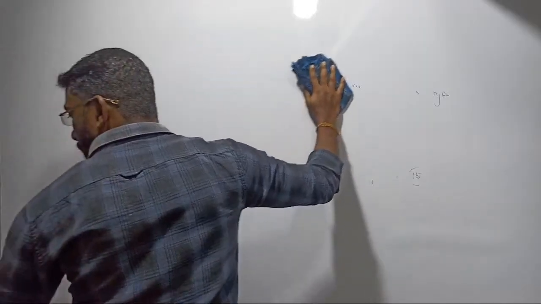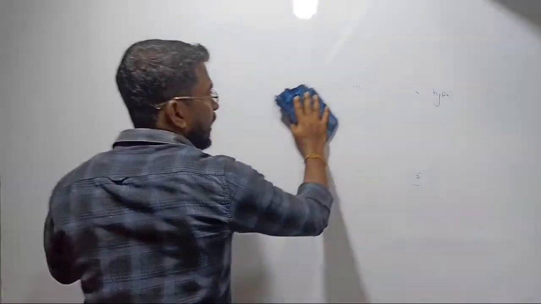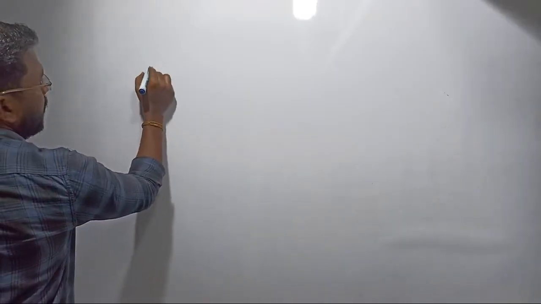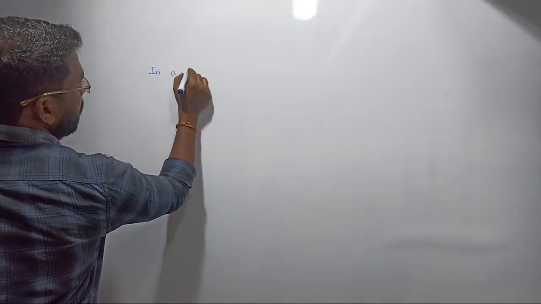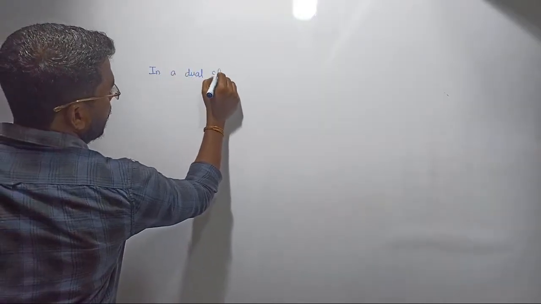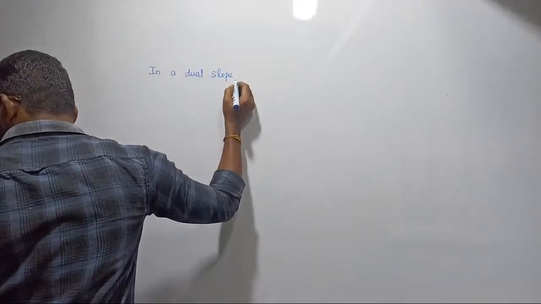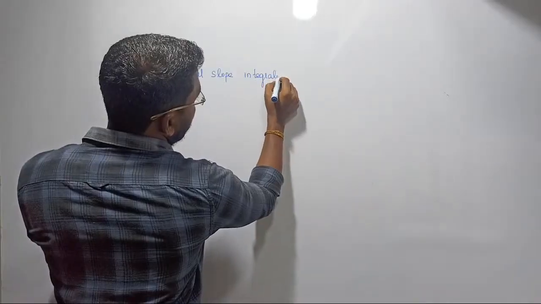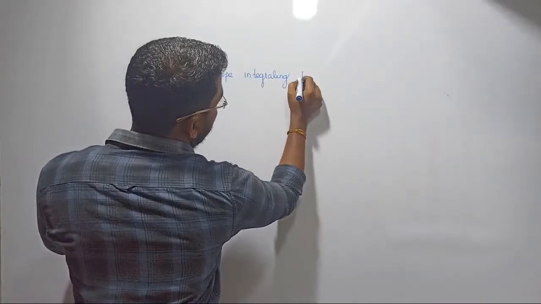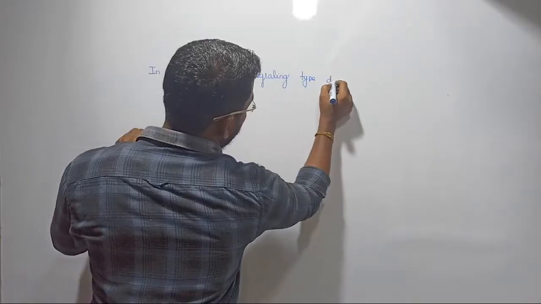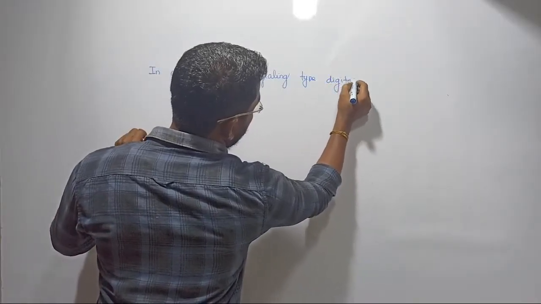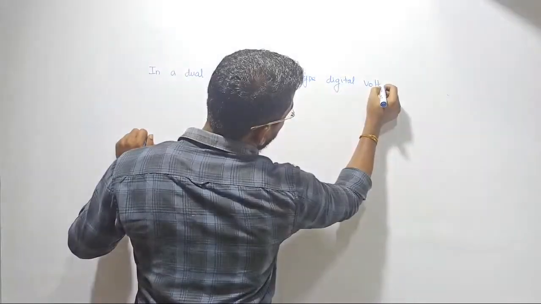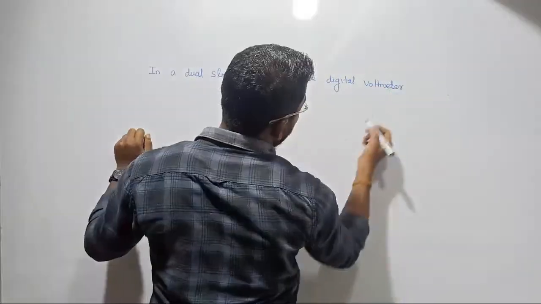Write down the question. In a dual slope integrating type digital voltmeter, the first integration is carried out for 10 periods.